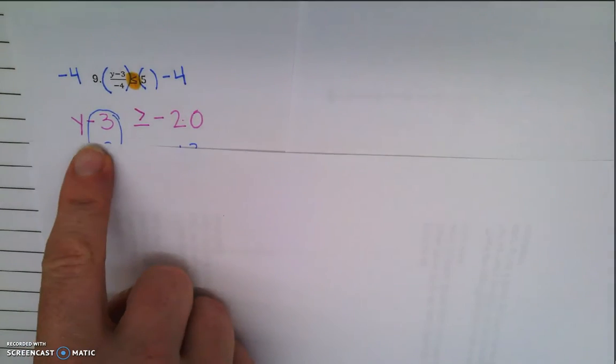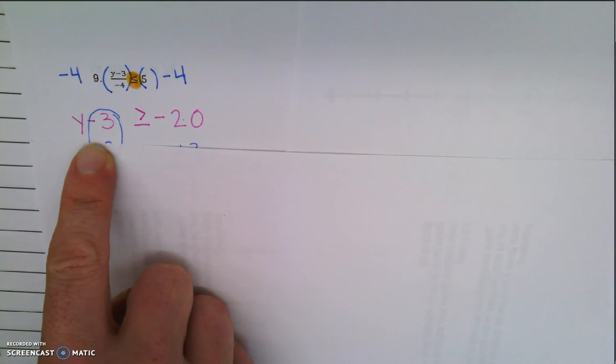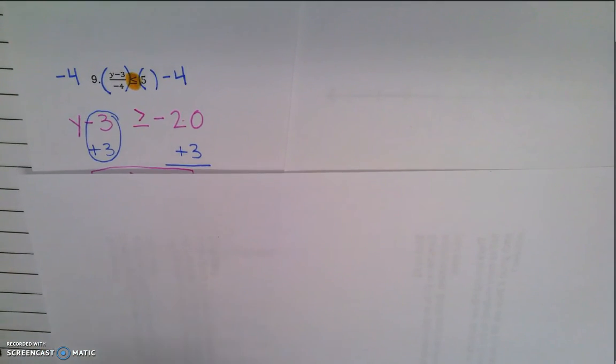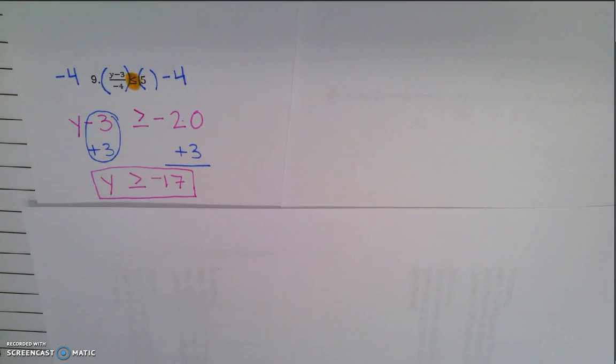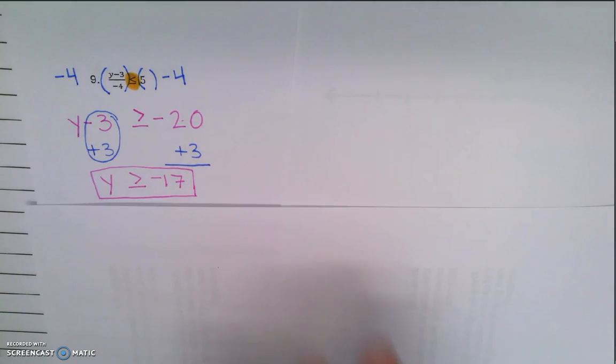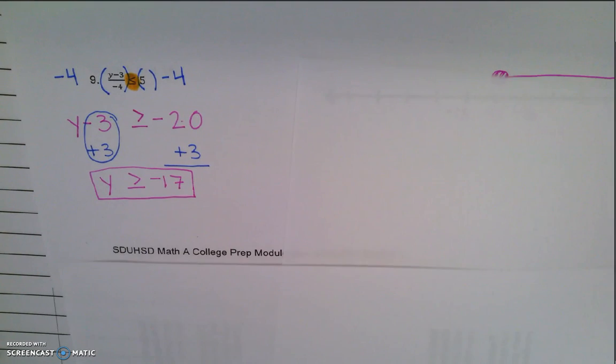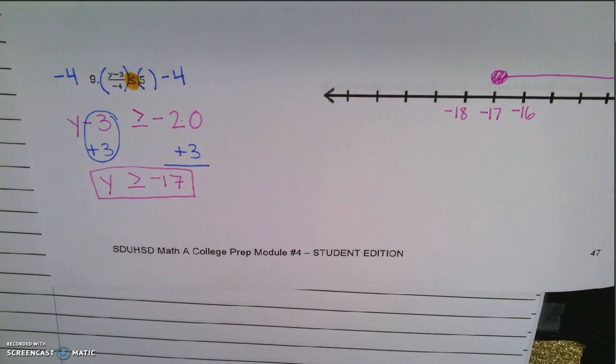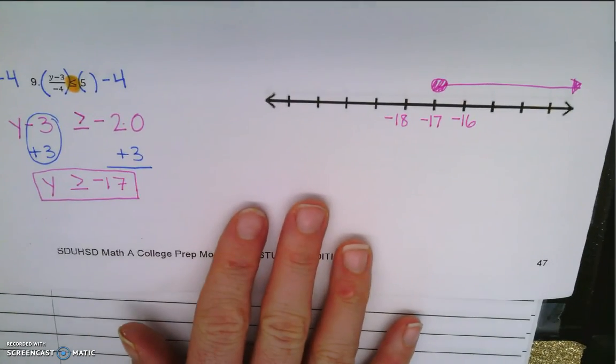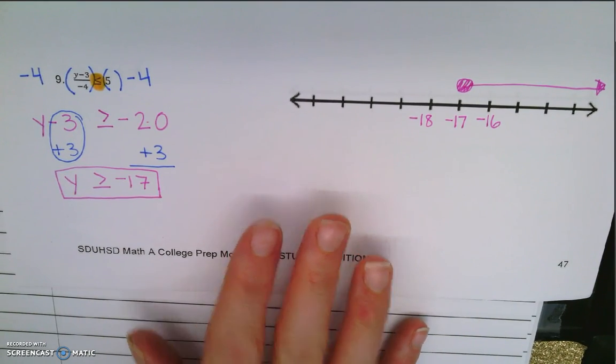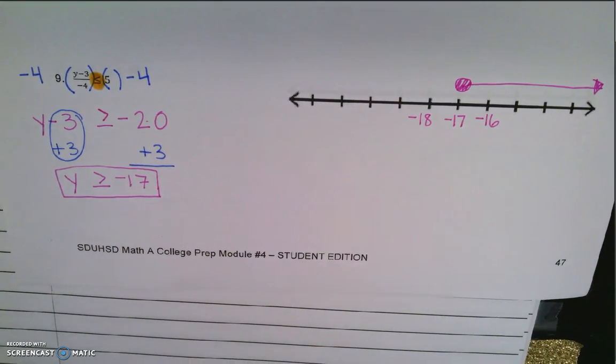Now I need to get y by itself. To undo subtracting 3, I added 3 to both sides to make a 0 pair. -20 plus 3 got me -17, so y is greater than or equal to -17. To graph that, I made a closed circle at -17, and I shaded to the right because that's where they are greater than.